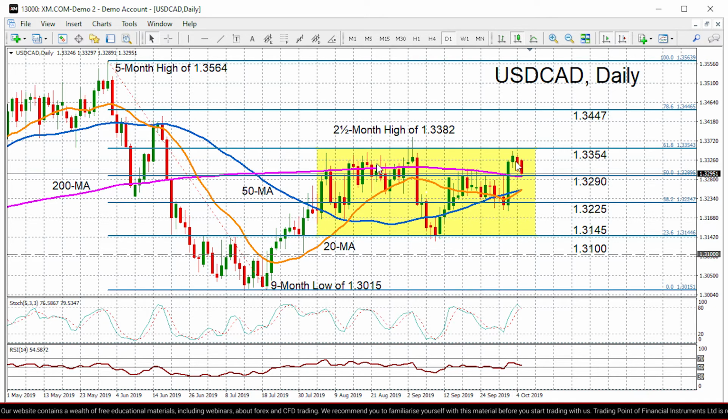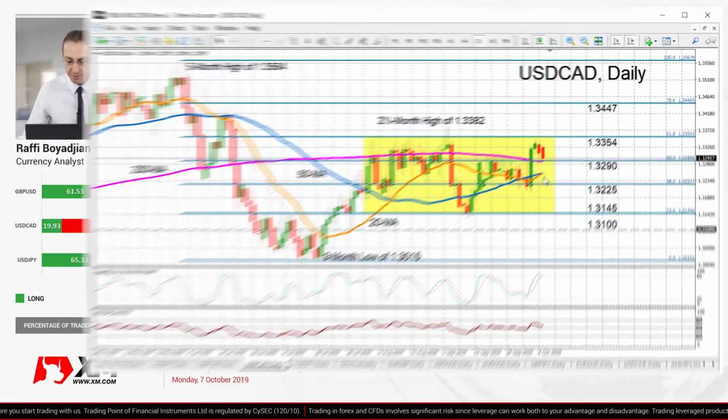We can see that sideways range has been in place since the summer. So we would need to see either a break above the 61.8% Fibonacci or a break below the 23.6% Fibonacci for dollar CAD to break outside of that range and set the next direction.